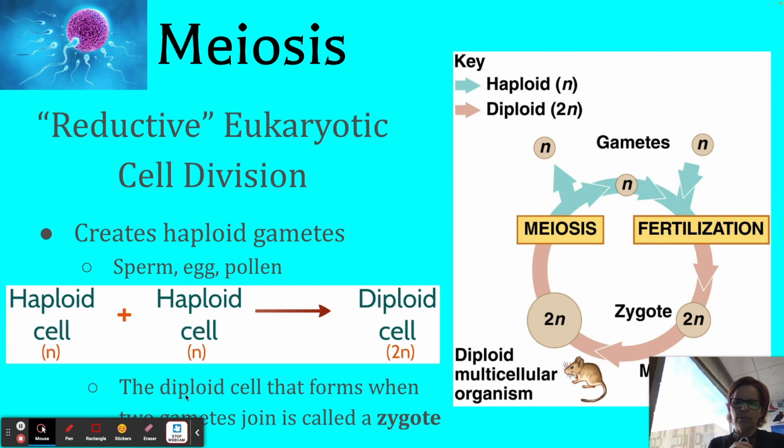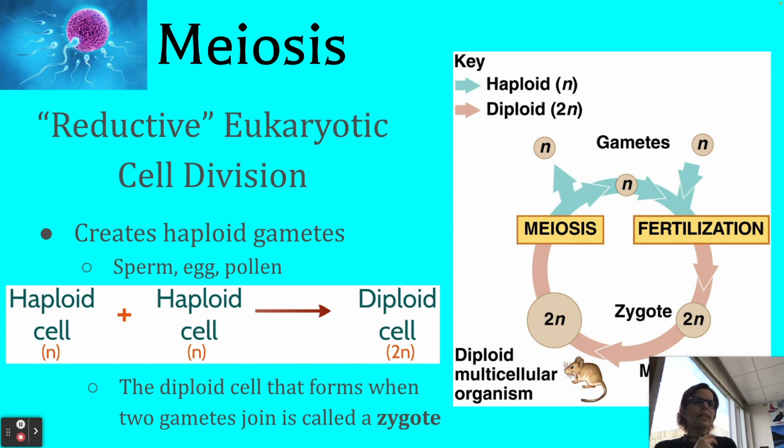Oops, I'm going to make this little menu go away. The diploid cell that forms when two gametes come together is called a zygote. A zygote is the tiniest of the babies. When sperm and egg or pollen and egg come together, that is a zygote, and it will start dividing through mitosis to form us a bambino.